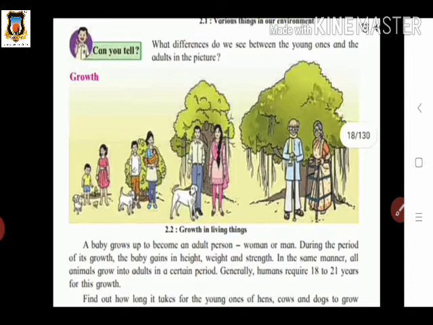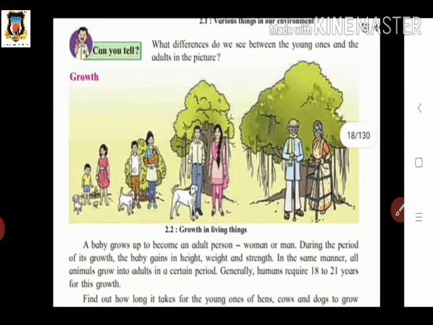If the baby is a boy, then it becomes a man, and if the baby is a girl, then it becomes a woman. In this way the baby grows up to become an adult person. During the period of its growth, what happens? When the baby boy or baby girl grows, changes take place in their body.